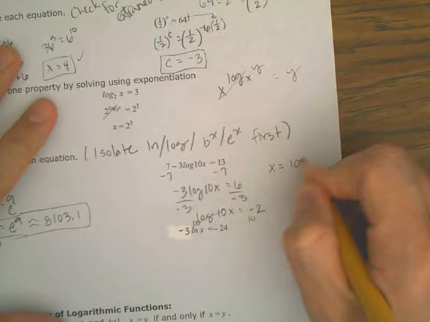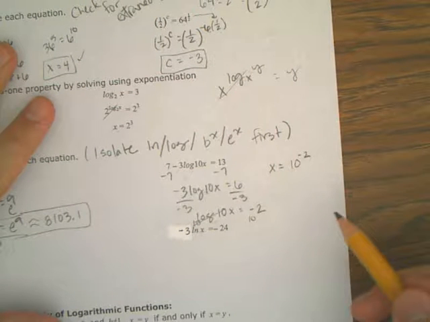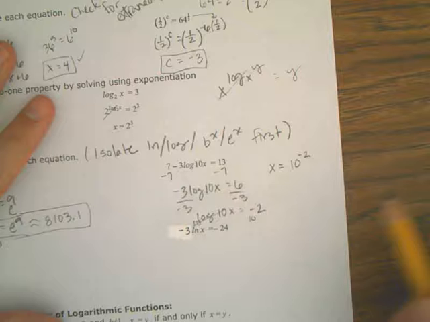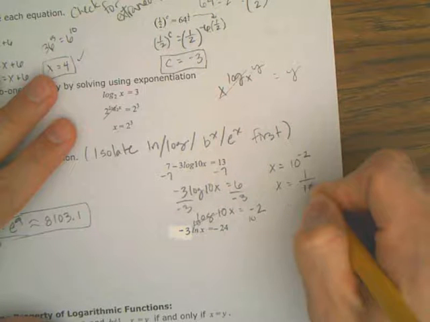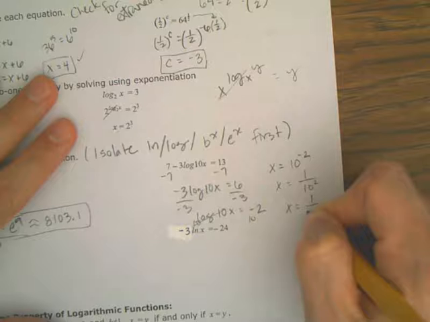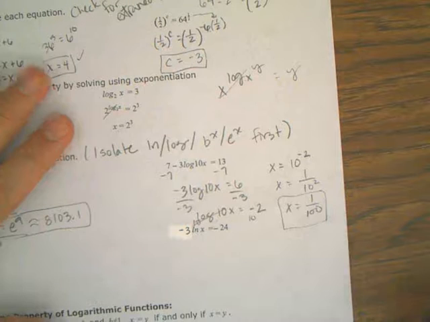So after that step, you're pretty much done except for simplifying. That becomes 1 over 10 squared, which is 1/100th. No calculator necessary. Some of these you're going to get a calculator on, some of them you're not.